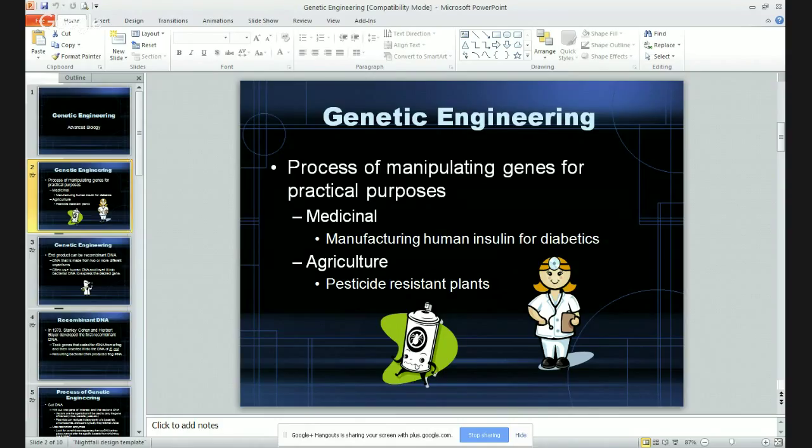The second reason is agriculture. This has come under fire a lot recently with the genetically modified organisms that are being produced, although most of the genetically modified plants aren't generally used for human consumption.